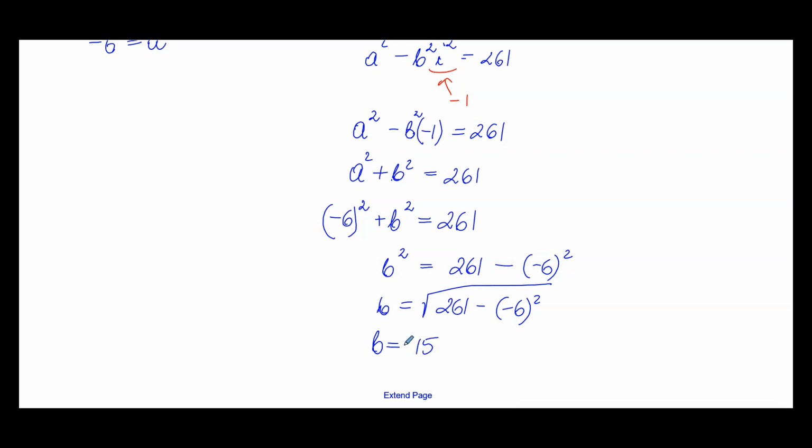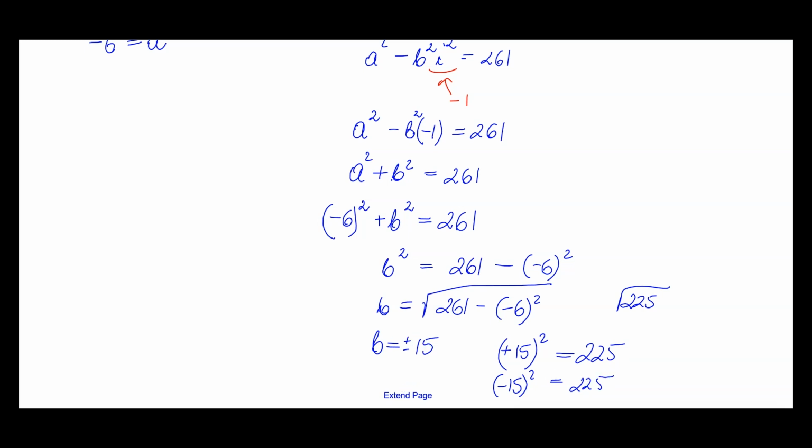Now, the only thing we have to remember is that it will be plus and minus 15. Because if I take plus 15 to the power of 2, let's find out what value is that under our square root. 261 minus 36, so that's actually what we have there is 225. So if I take 15 to the power of 2, I'm going to get 225. And if I take minus 15 to the power of 2, I'm going to get 225 as well. That's the reason why we consider both.